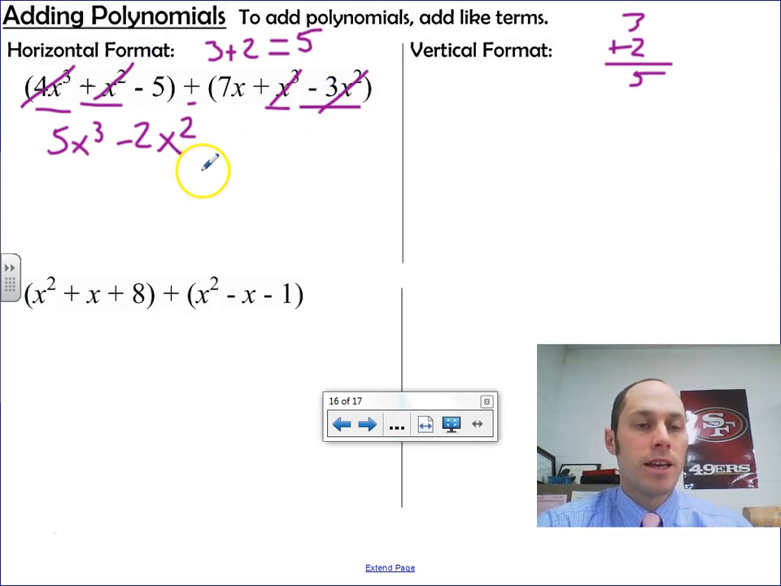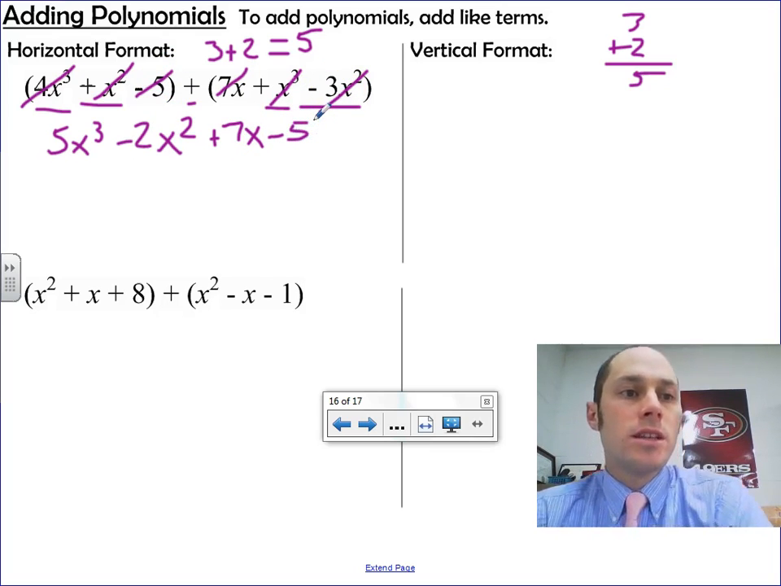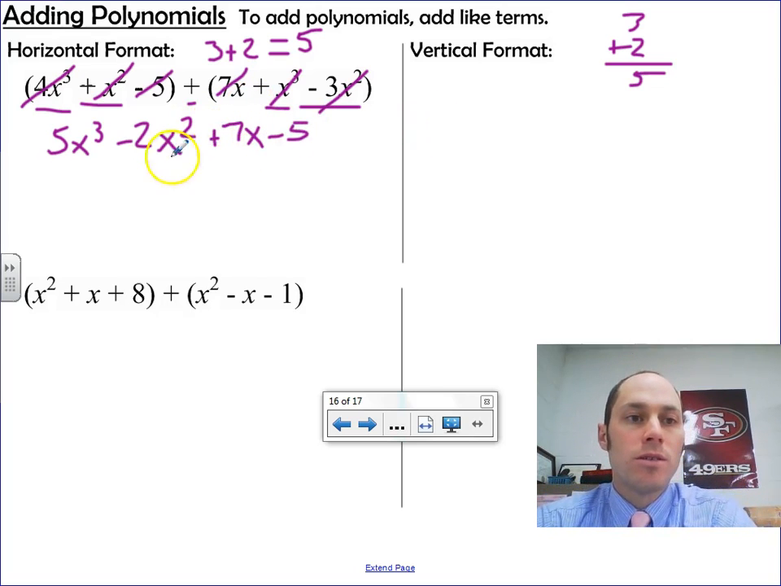Next I would have my first degree terms. There's none on this side, but I have a positive 7x, so it's just going to be plus 7x. Next we have degree 0, or constant terms. It's a negative 5, nothing over here, so it's just minus 5. Okay, so if you like that way, that's the horizontal format.